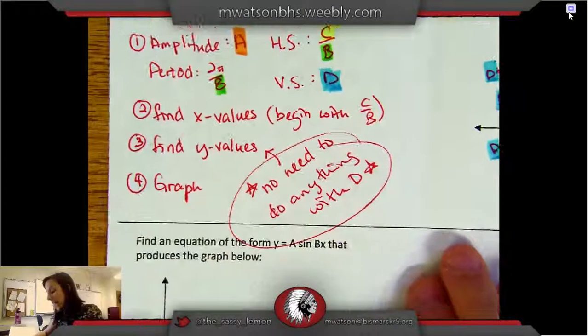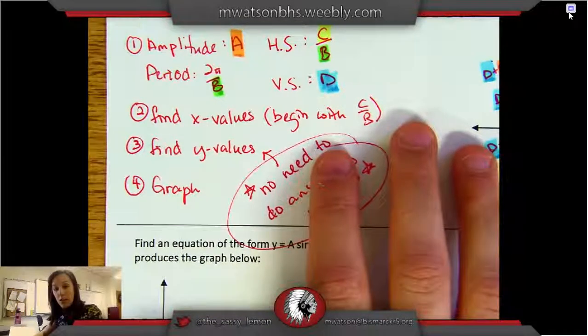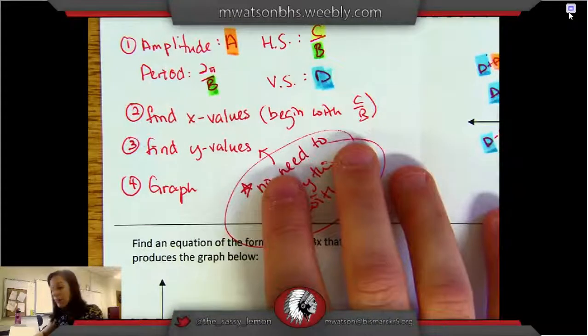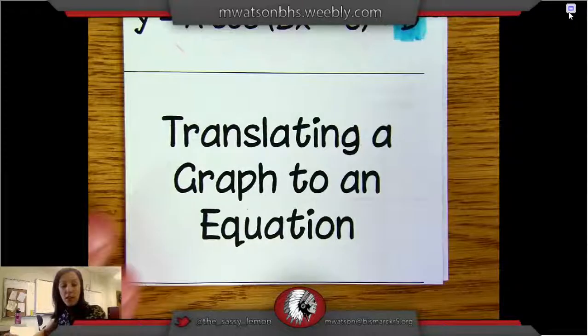So let's go ahead and we're not even going to do an example with the vertical shift. Right now I'll have you do a practice problem and we'll see how that goes. But what this lesson is called is translating a graph to an equation. So that's what we're going to do next.